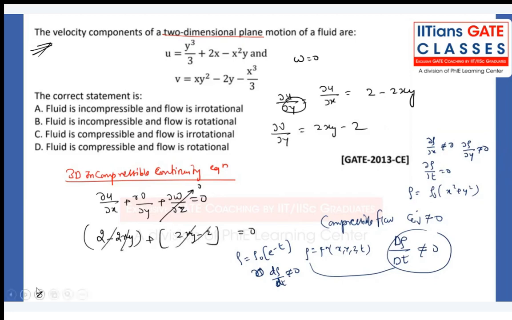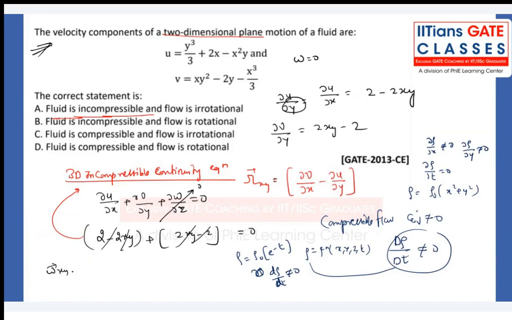And if it is satisfying this equation, what is it? 3D incompressible flow equation. 3D incompressible flow means what? The fluid is in incompressible flow. That is a correct statement. Whether it is irrotational or not, let's check it out. Omega xy, what is that? Dou v by dou x minus dou u by dou y. So here you can calculate omega xy from that also.